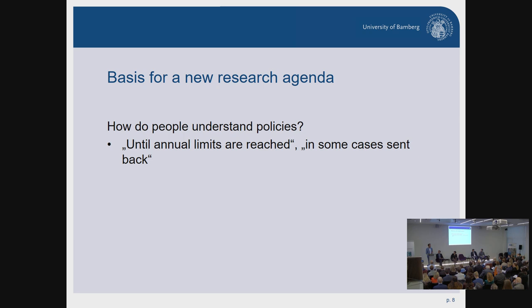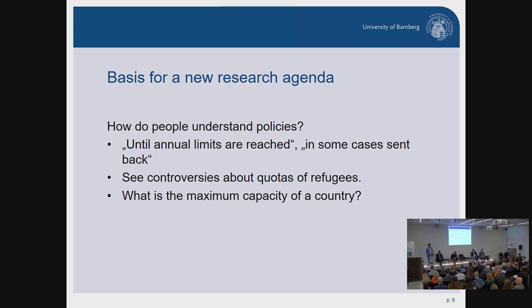We have seen that in the past, or still see that there's a lot of controversy about quotas, maximum capacity of a country. So these terms are often used in political debates. And then also people talk about it, but we do not really know what that means. So what is the maximum capacity a country has, or what does a quota of 100,000 mean for a country? Is this much or not so much, or compared to what? So it's actually maybe very difficult for people, for us, for everybody to really make sense of this. I think maybe we need more research on that, also more qualitative research to better understand how these specific terms are understood.